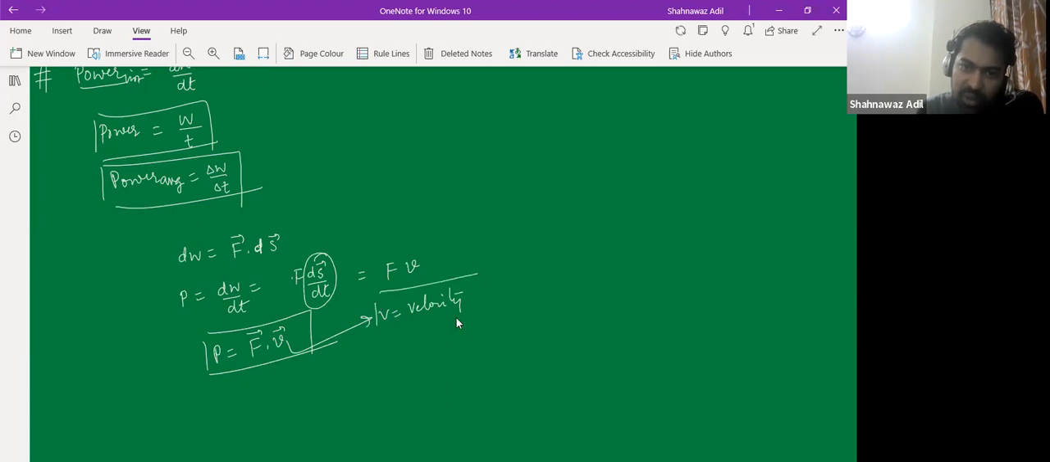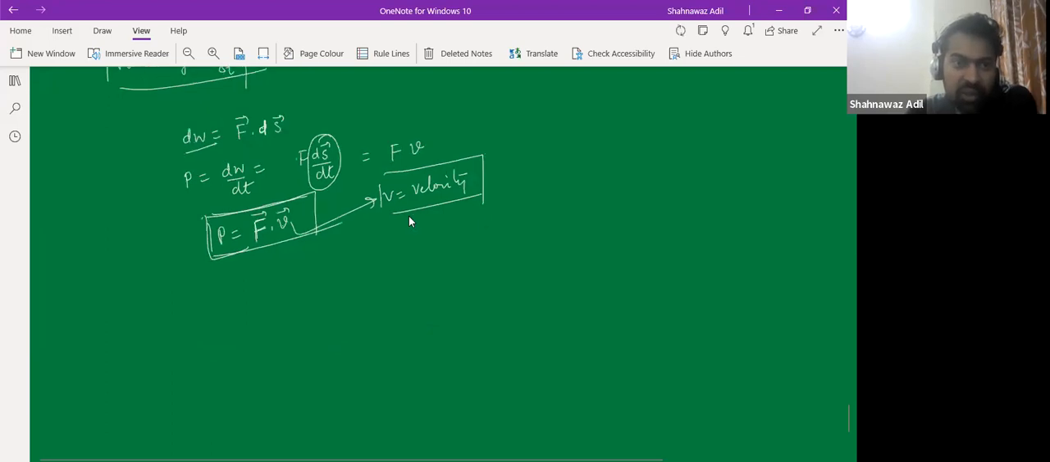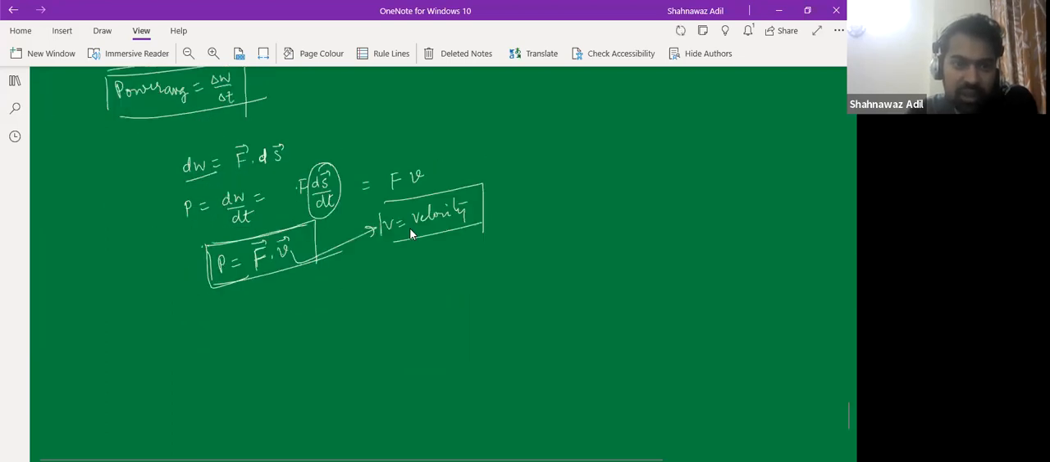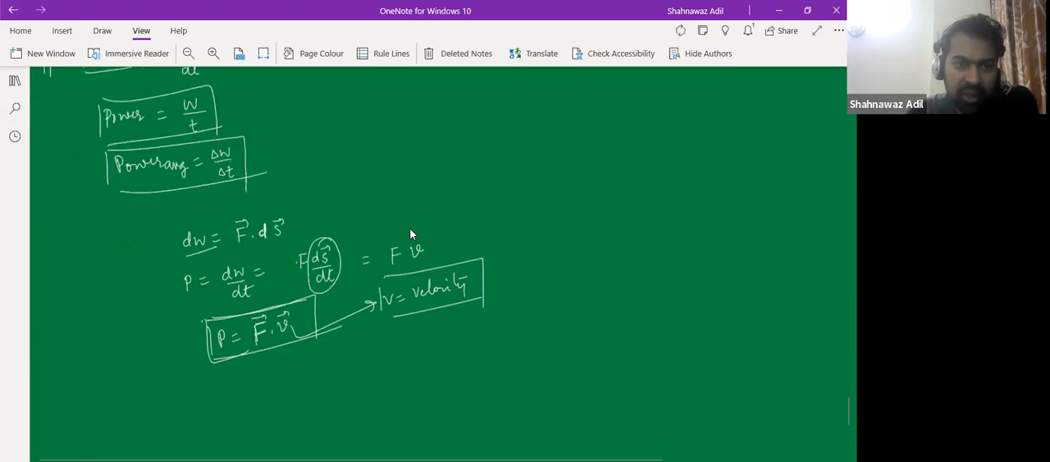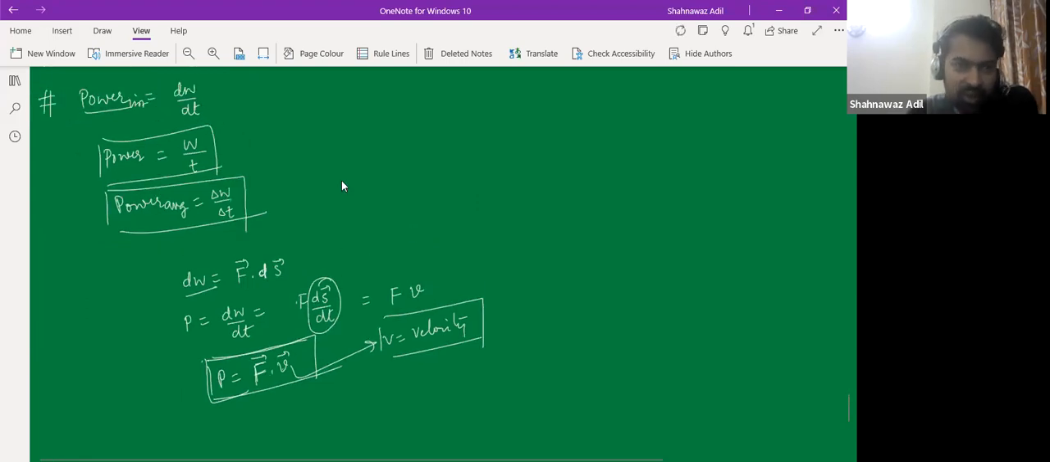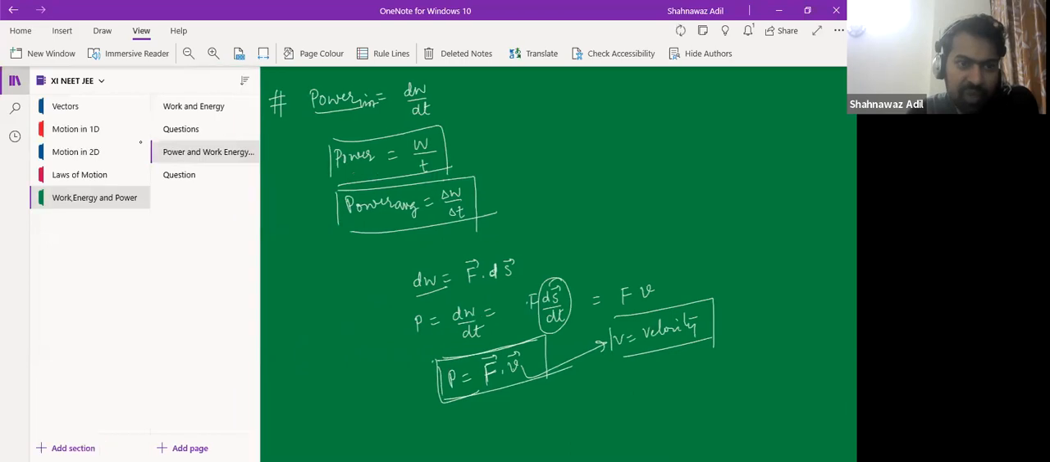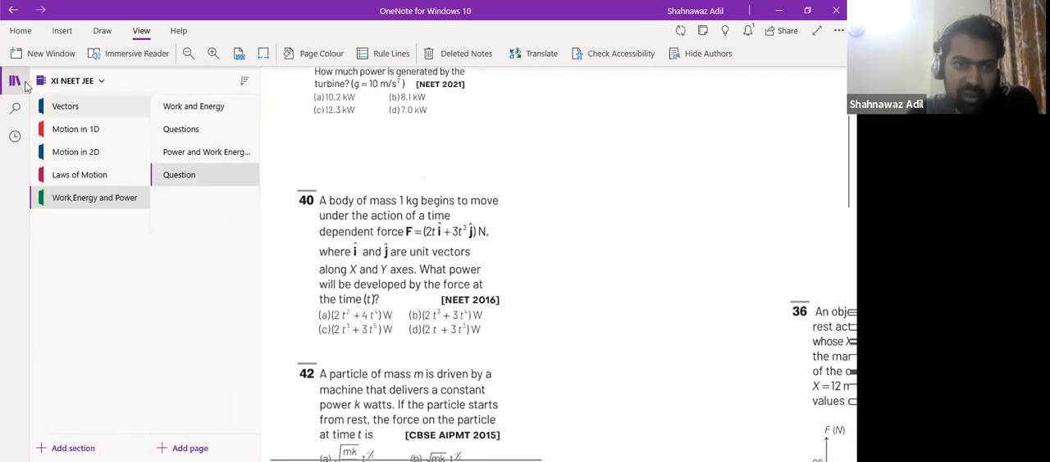This is how we can write power. So power is related with work done, right? And from force and velocity, that is how we can calculate power. Yes, sir. This is the thing that is there for power, and we can do some calculation. Let us calculate the simple one.